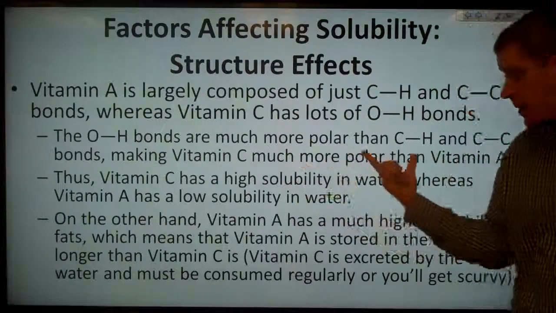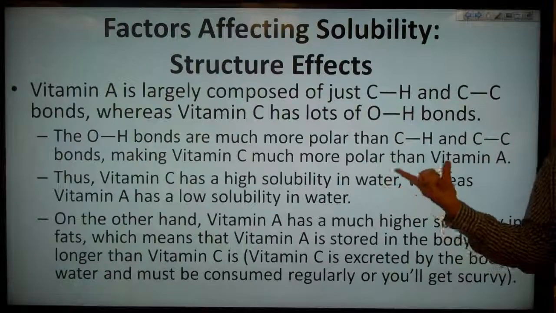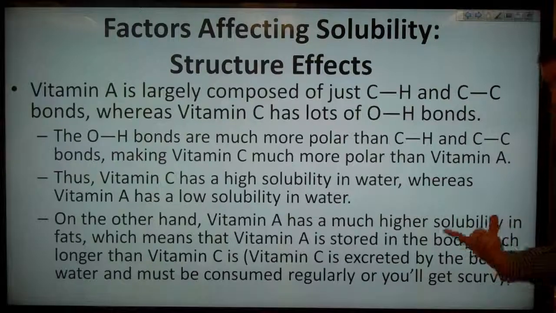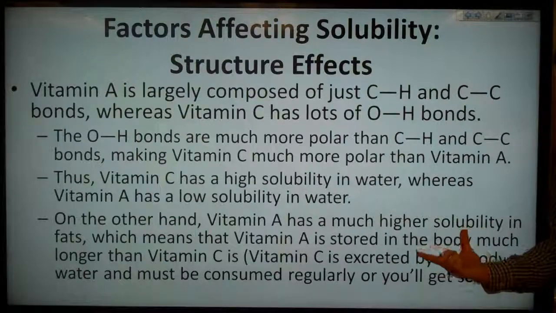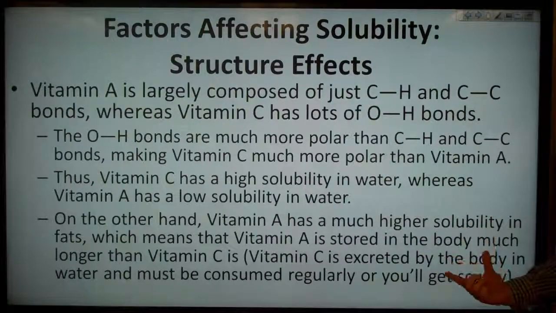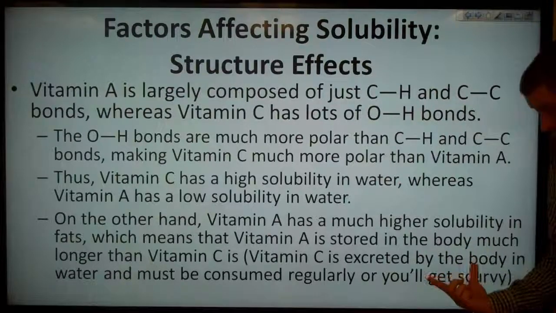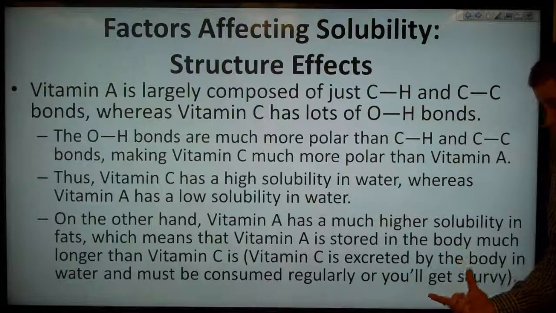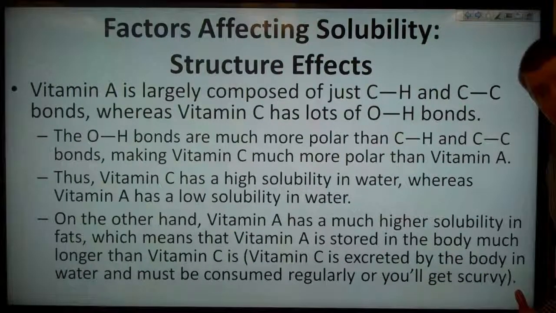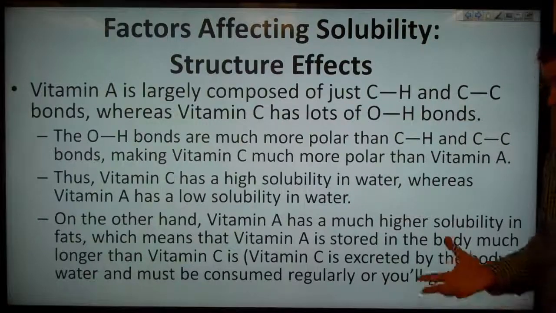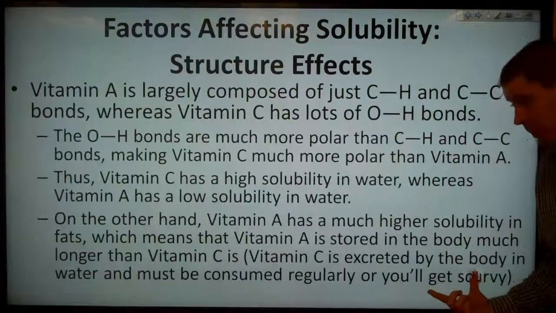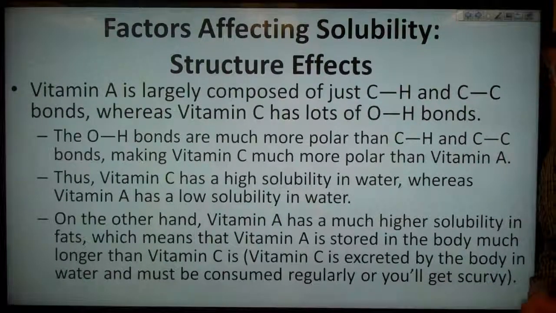And this means that vitamin C has a high solubility in water, whereas vitamin A has a low solubility in water. But on the other hand, vitamin A has a much higher solubility in fats in our bodies, which means that vitamin A is stored in the body much longer than vitamin C is. Vitamin C is excreted by the body in water, and thus it must be consumed regularly or you get scurvy. This is why, say, the British sailors were called limeys, because limes contain a lot of vitamin C, and by eating the limes, the sailors were able to prevent themselves from getting scurvy.